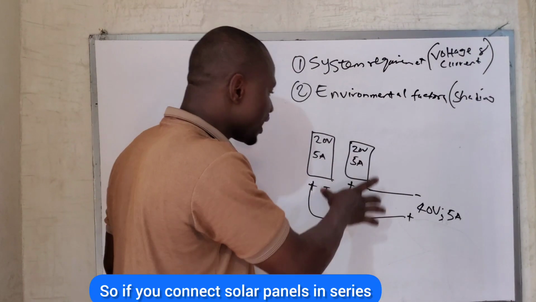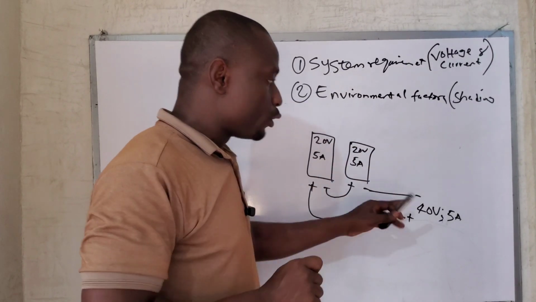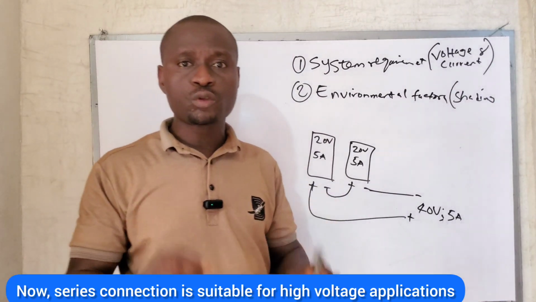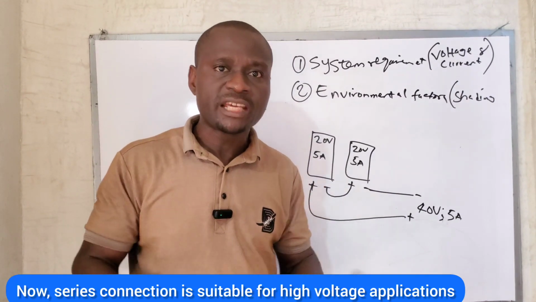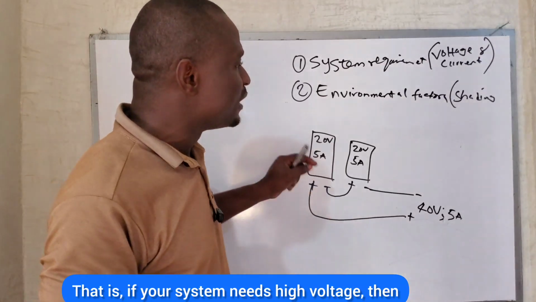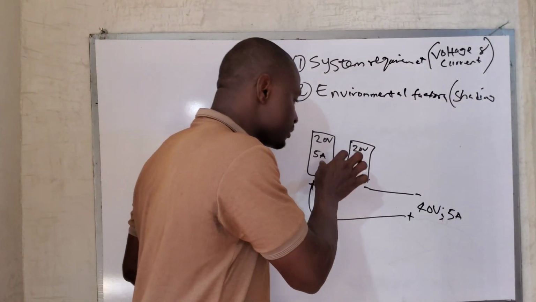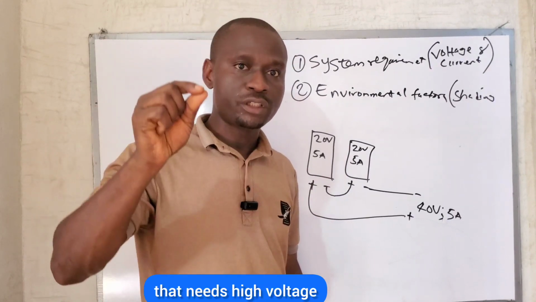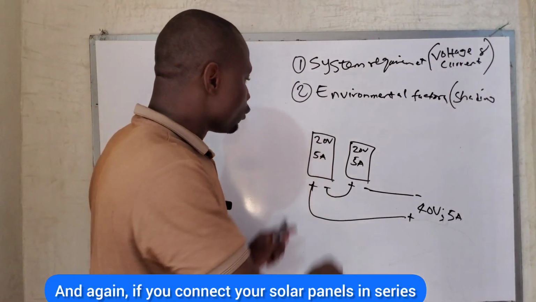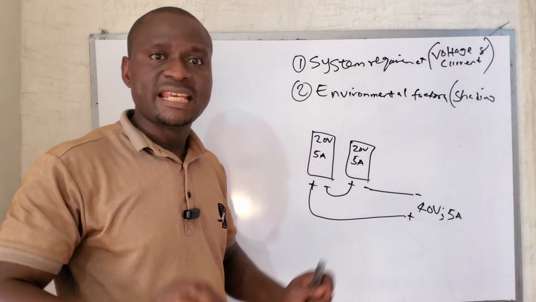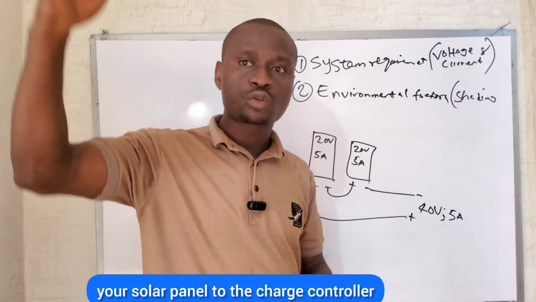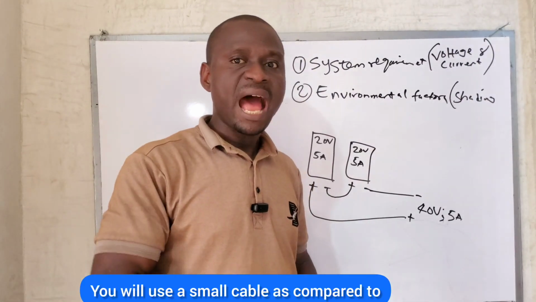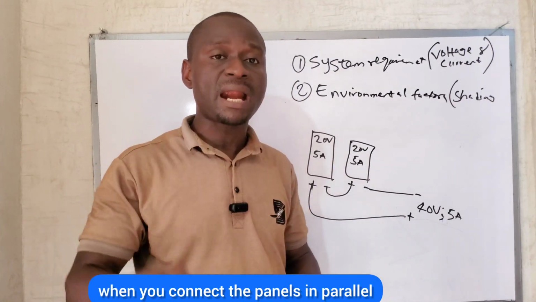So if you connect solar panels in series, voltage will double, current will remain the same. Now, series connection is suitable for high voltage applications. That is, if your system needs high voltage, then series connection will be suitable for that kind of system. And again, if you connect your solar panels in series, the size of cables you are going to use from your solar panel to the charge controller will not be large. You will use small cable as compared to when you connect the panels in parallel.